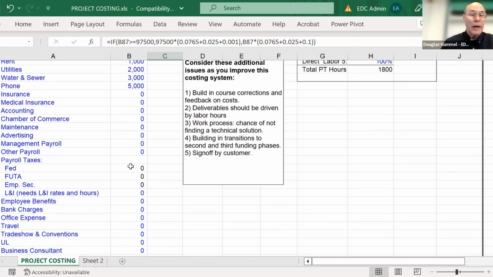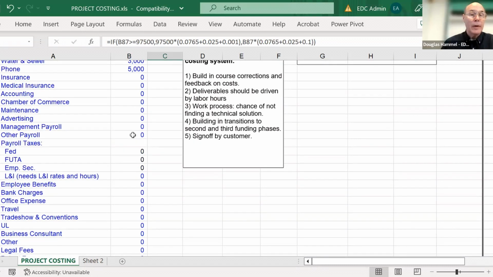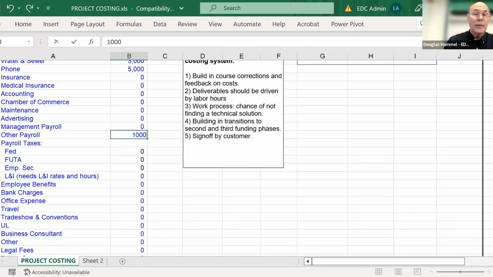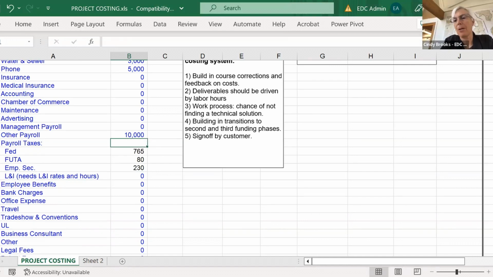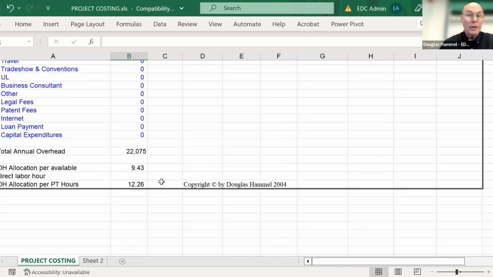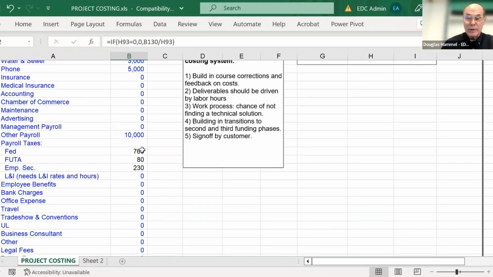If we had an employee down here, let me put in an employee. Let's say I put 10,000 in here. So that might be a subcontractor or something? Well, no, that's usually office personnel. So, with that going up, you can see that now instead of like $4.70, it's $9.43 because we put in additional overhead expenses.